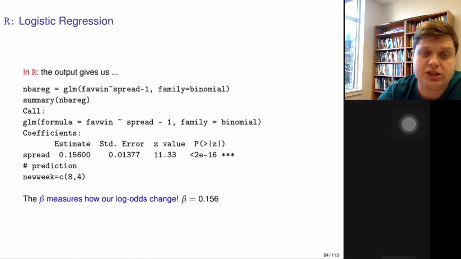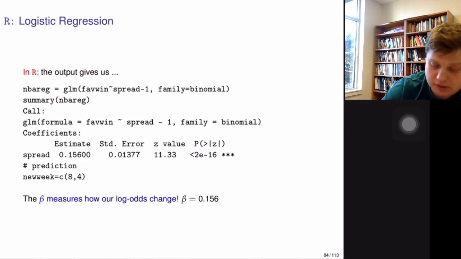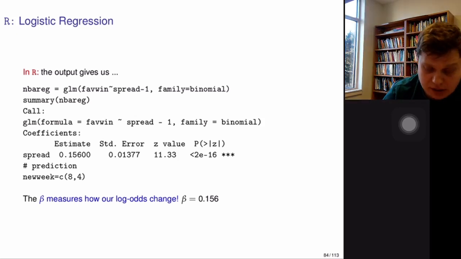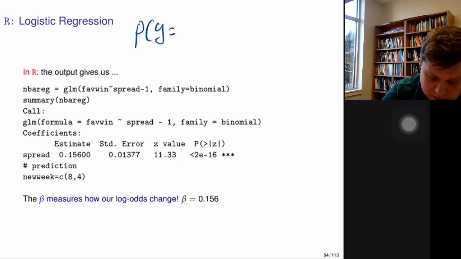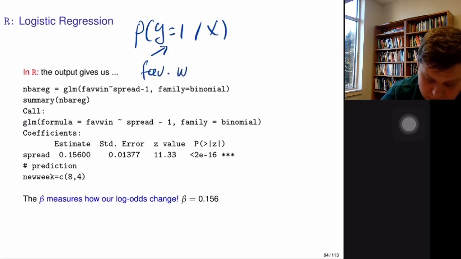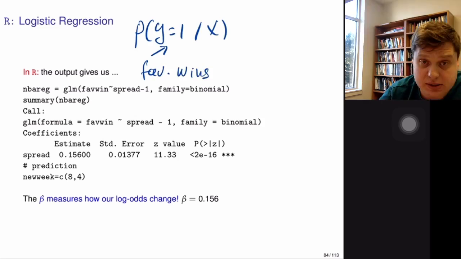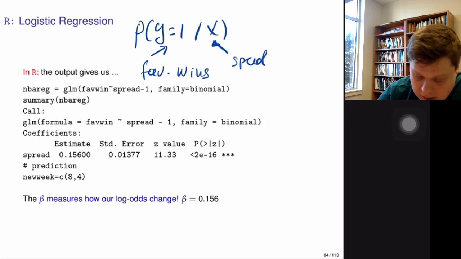But let's check this by using logistic regression. So we try to predict y. We predict the probability that y equals 1 given x. And y equals 1 means that the favorite team wins the game, so bookies made the correct prediction, and x basically tells the spread that was set by the bookies for this specific match.